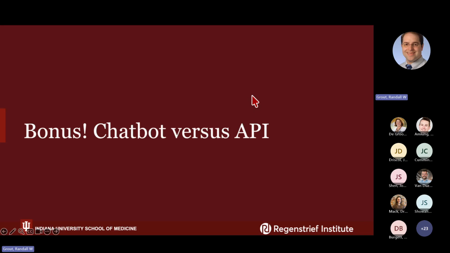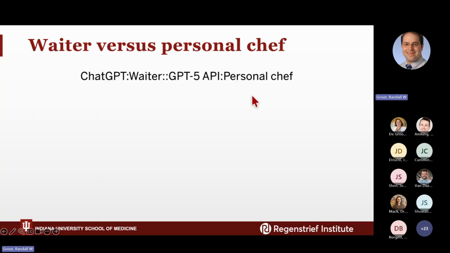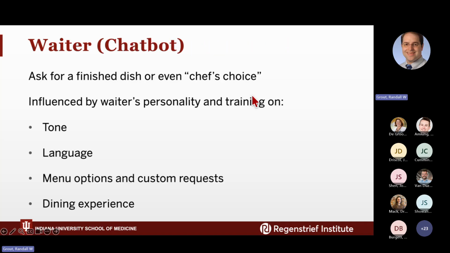And so there's an analogy I wanted to share, and this analogy probably breaks down at some point, but for the purposes of today, it seems to hold up pretty well. And that is a waiter versus a personal chef. In analogy speak, ChatGPT is to waiter as GPT-5 API is to personal chef. So let's talk about the waiter version, or the chatbot.